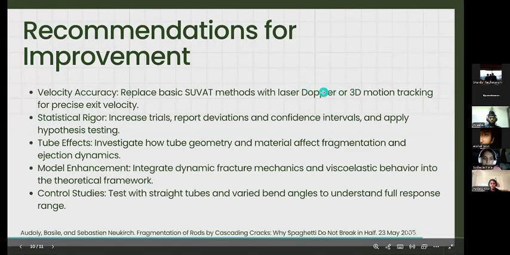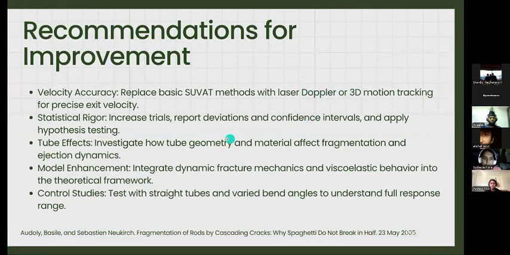What do you mean by replacing basic SUVAT methods with laser Doppler or 3D motion sensing or something like that? First of all, what do you mean by basic SUVAT methods? And second, why do you think it can be replaced? It basically represents distance s, u for initial velocity, v for the velocity at the time, and a for acceleration. What do you mean by replacing it? I think that the basic modeling that has been done for velocity is crude, and it could have been improved if we talked about all of the SUVAT.